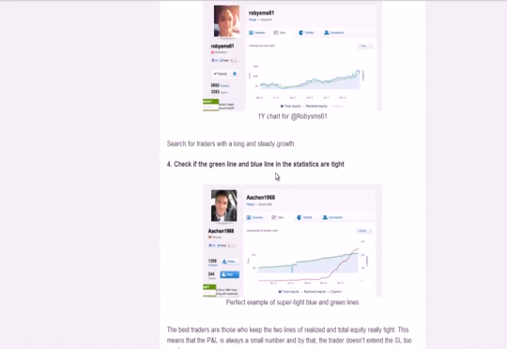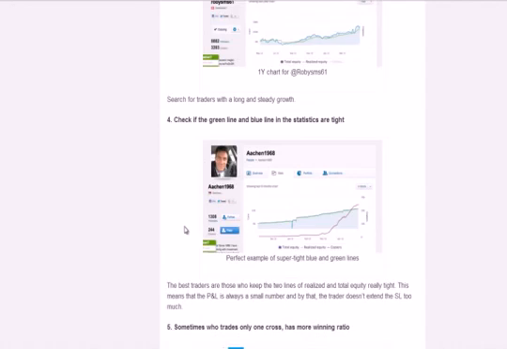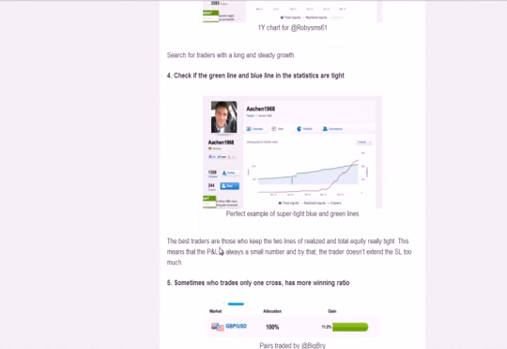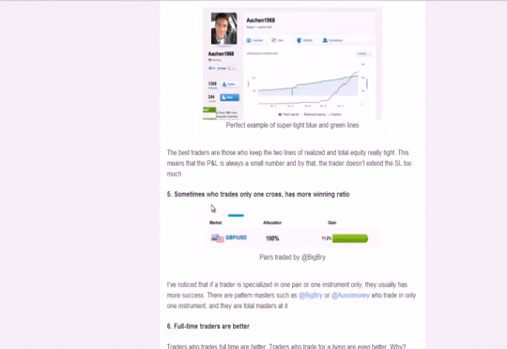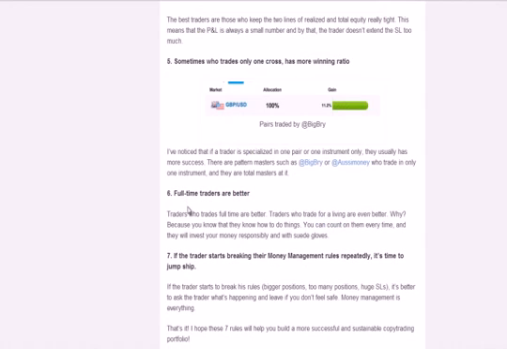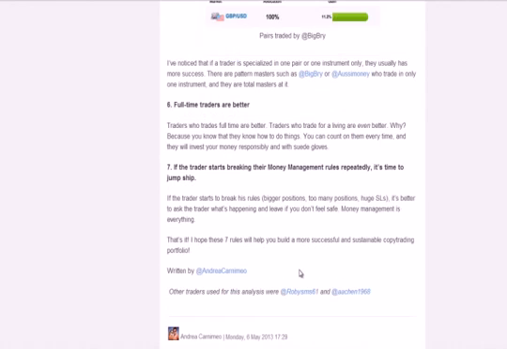Check if the green line and blue line in the statistics are tight. The best traders are those who keep the two lines of realized and total equity really tight. This means that the profits and losses are always a small number, and by that, the trader doesn't extend the stop loss too much. Sometimes, traders who trade only one cross have more winning ratio. Full-time traders are better. If traders start breaking their money management rules repeatedly, it's time to jump ship.